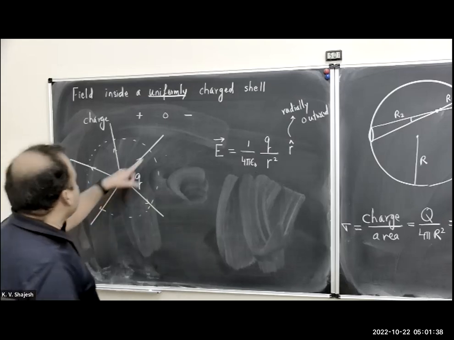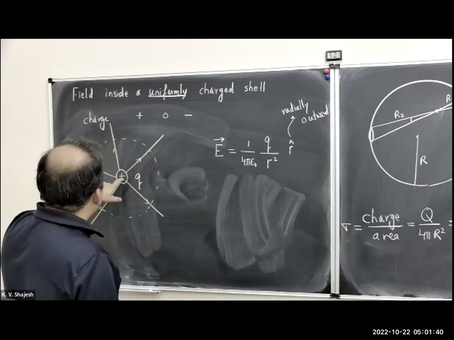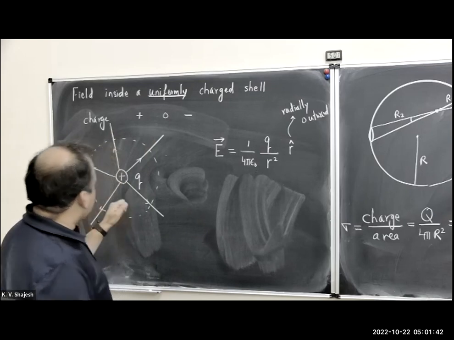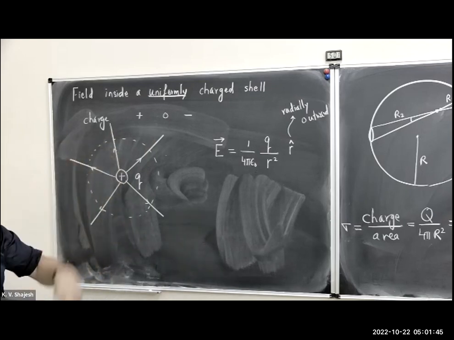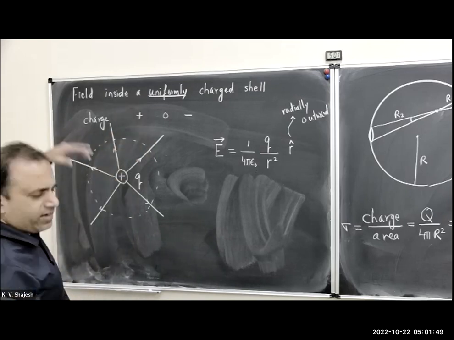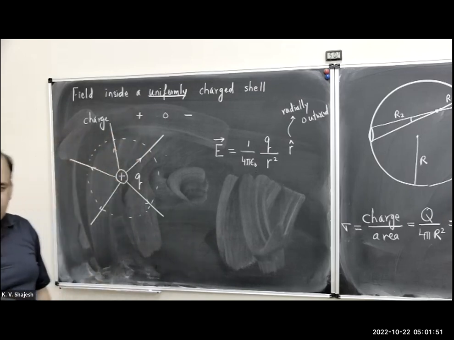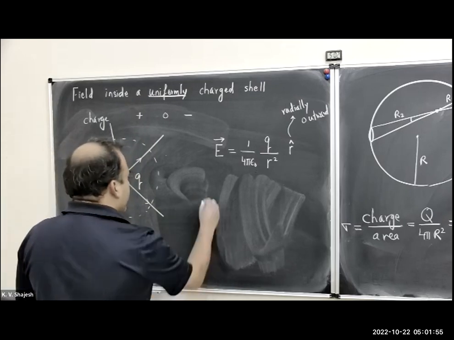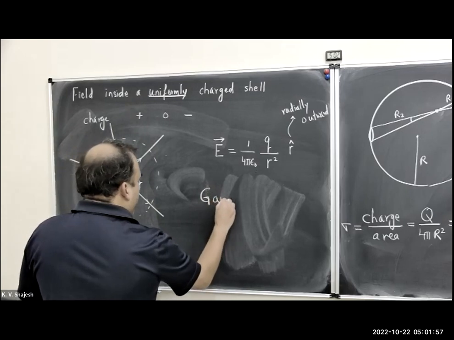The idea is that these lines are always created by positive charge. They will always originate in the positive charge. They will end in a negative charge unless they go to infinity. So at infinity, the idea is that there could be negative or positive charges. That's usually the statement of Gauss's law.